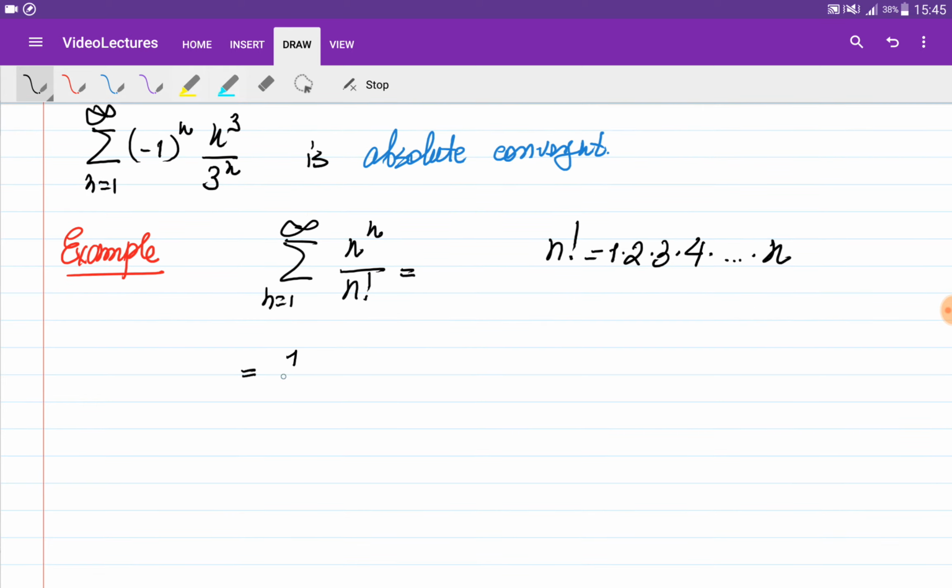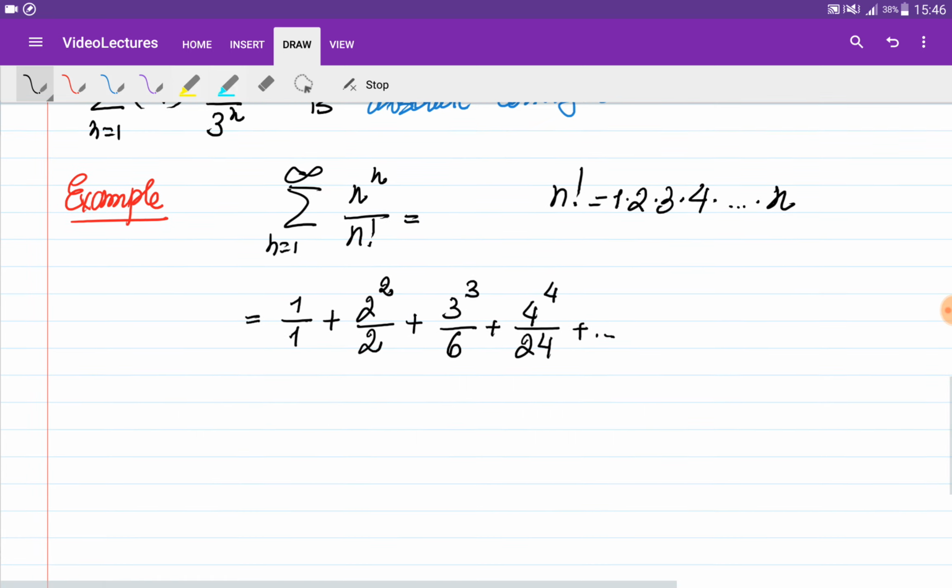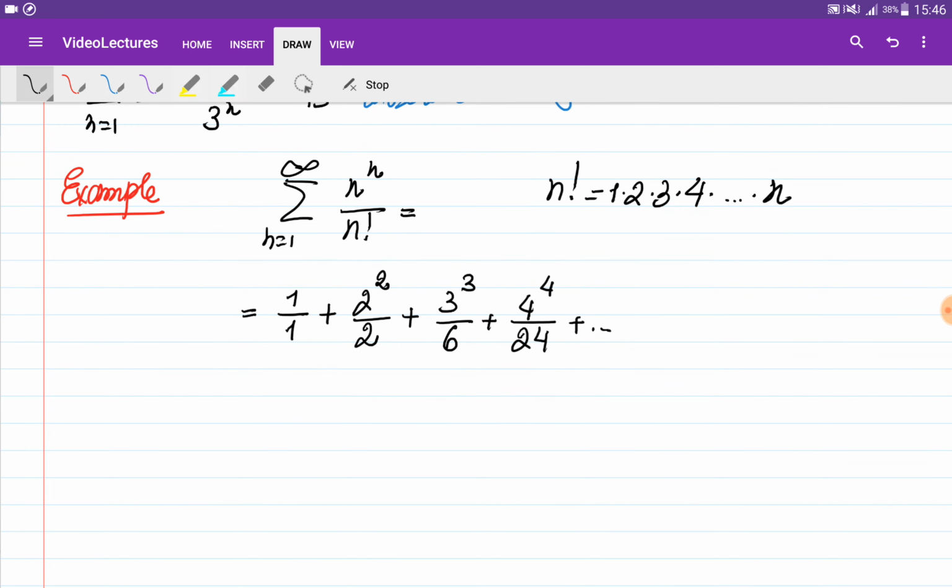So that is why the first few terms of the series can be written in this form. 1 divided by 1, plus, if I substitute 2, it's 2 in the power of 2 divided by 2 factorial, which is 2, plus 3 in the power of 3 divided by 3 factorial, which is 6, plus 4 in the power of 4 divided by 4 factorial, which is 24, plus and so on. What I would like to know is whether this series is going to converge to some number, so whether the sum of these terms is a finite or infinite number.